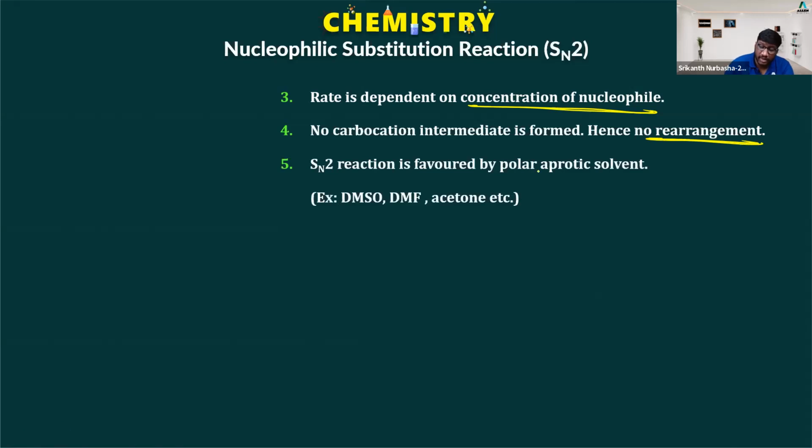SN2 reaction is favored by polar aprotic solvent. Why? Because a polar protic solvent helps to ionize the bond. If the bond is ionized, we get a carbocation. If you take a polar aprotic solvent, that is not helping to ionize the bond. So SN2 reaction is favored by polar aprotic solvents like DMSO, dimethyl sulfoxide, dimethyl formamide, acetone, etc.